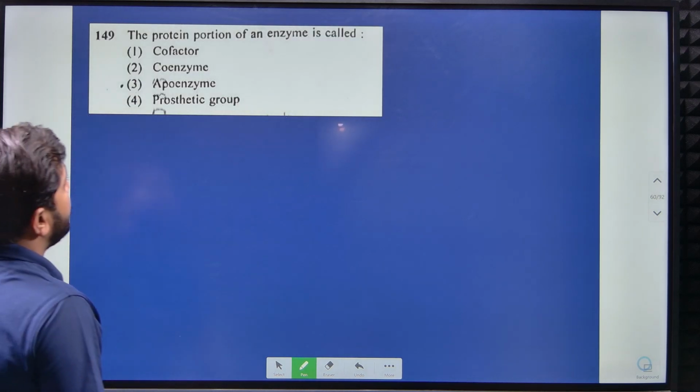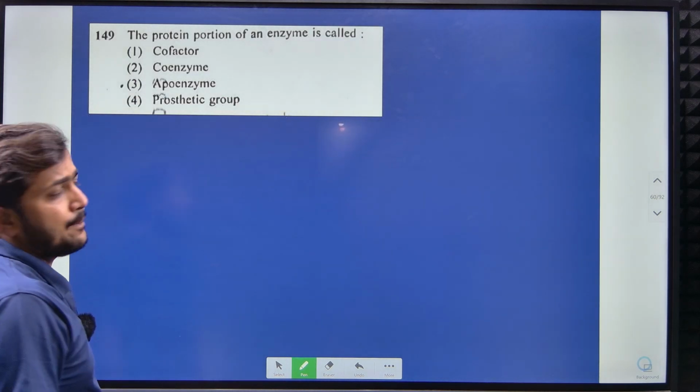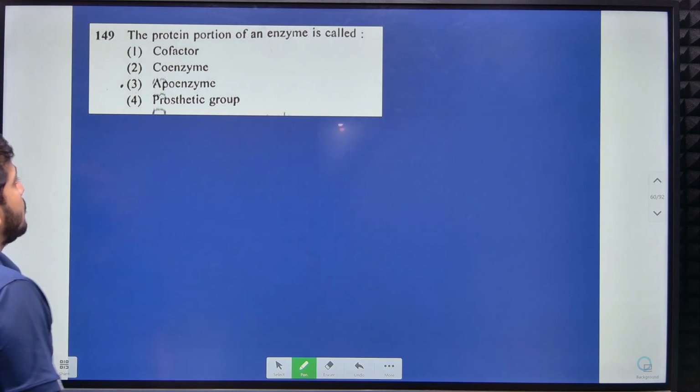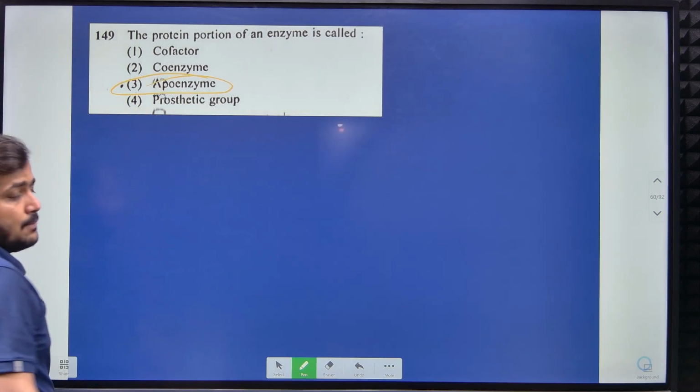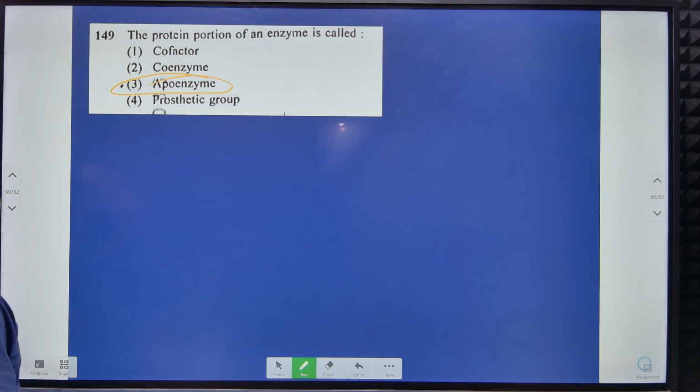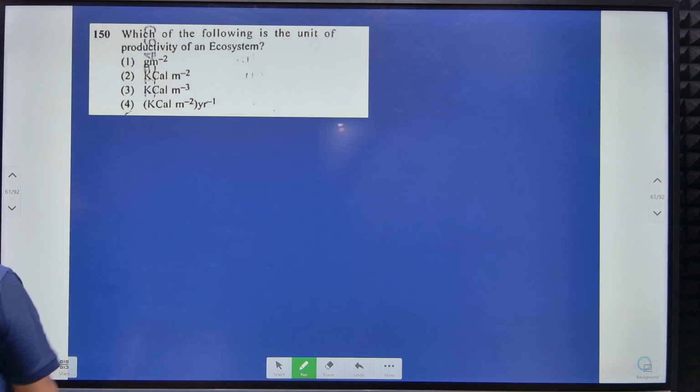Then, the protein portion of an enzyme is called what? The protein portion of an enzyme is called apoenzyme. That is the direct form of question.